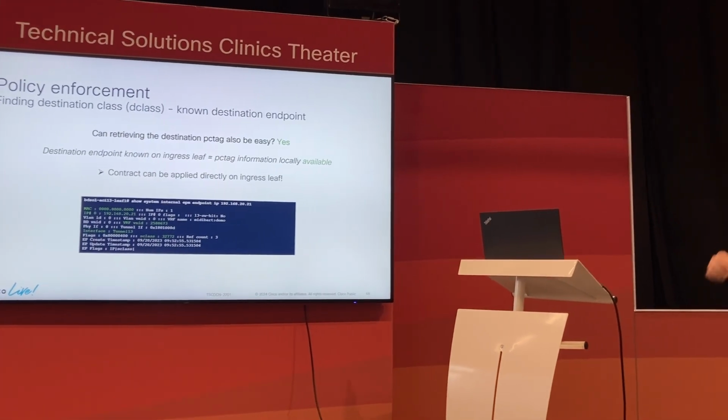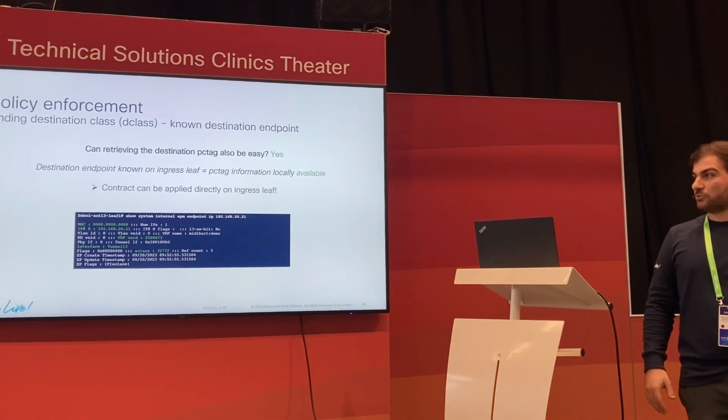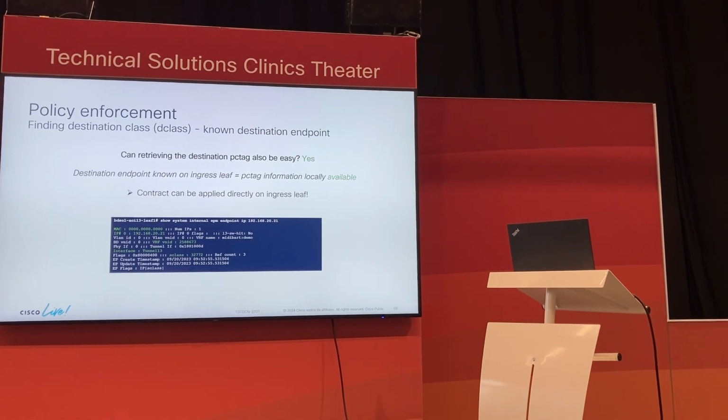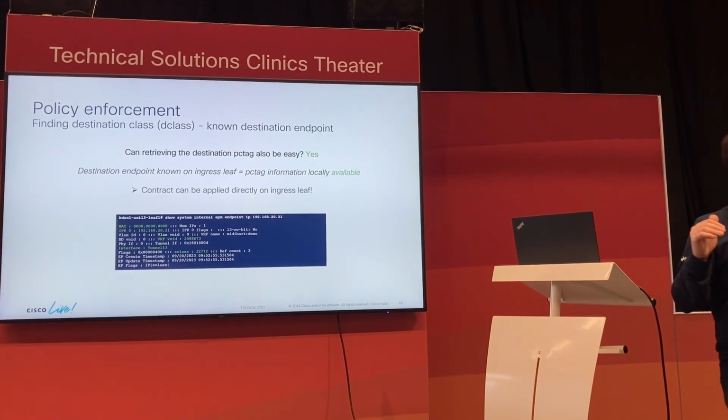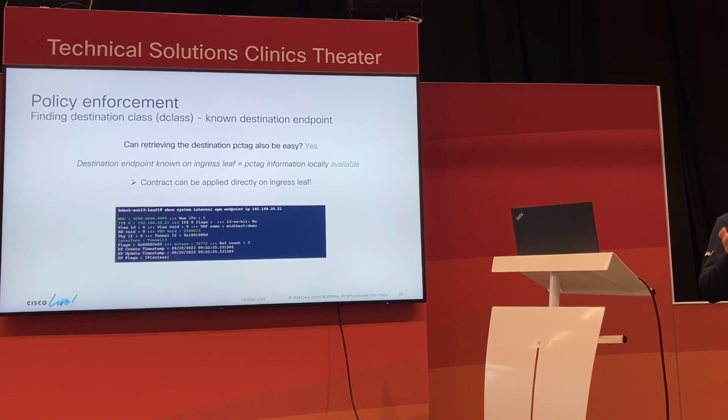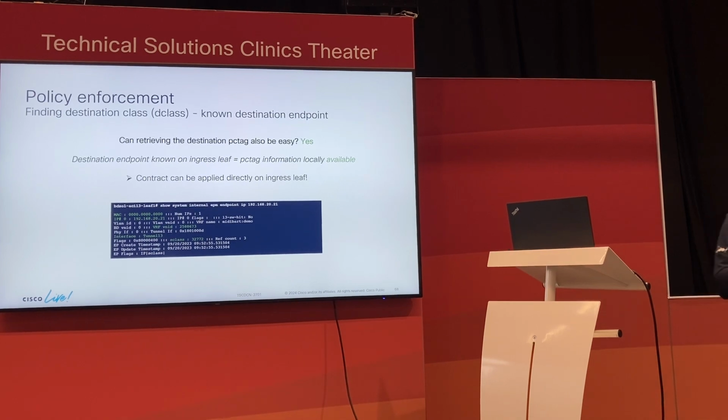So in our scenario, 192.168.20.21 is something we know as being a remote endpoint, and if we check it, we see as well the S-class associated with this endpoint, meaning that we know which EPG it is, and we can apply the contract directly on the leaf.